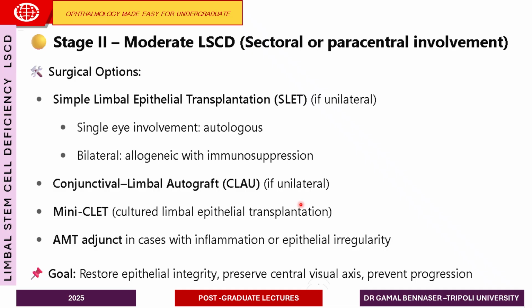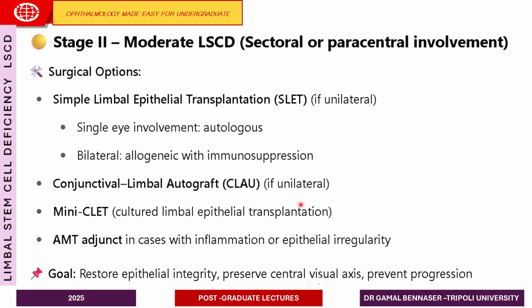That's simple limbal epithelial transplantation, especially if it is a unilateral pathology. However, if it is bilateral, there are other different options, and urgency is more for single-eyed patients. And if there is a bilateral disease, we will go for allogenic graft with immunosuppression rather than autologous graft, I mean. Now, another option is the CLAU, that's conjunctival limbal autograft. We'll explain about this later.